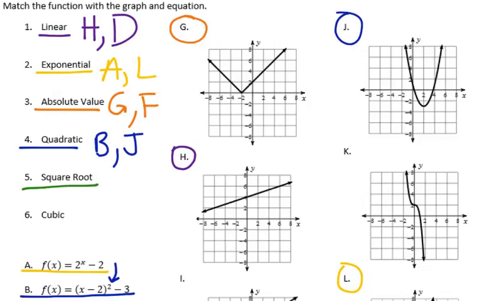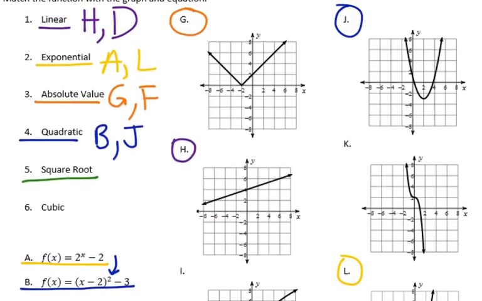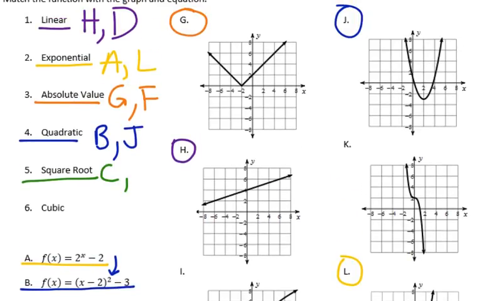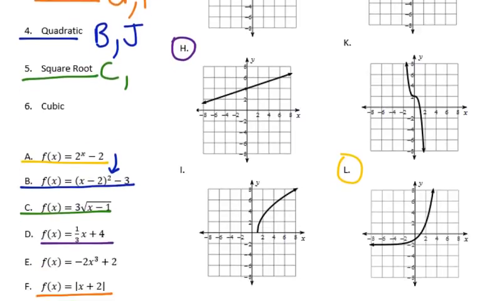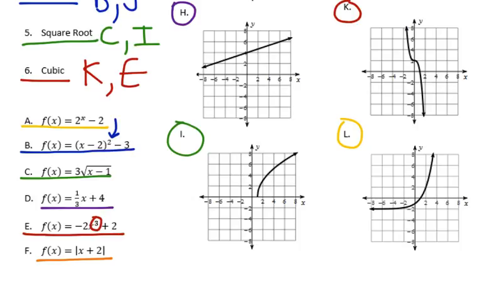Okay, square root, that one's the opposite of a quadratic, so the opposite of squaring is square rooting. So it'd be C, and its graph kind of looks like a sideways parabola with only half, which would be I. And finally, we've got the cubic. The cubic is the weird one with the jog in it, so it's K. By jog, I mean you're going and like, whoop, you jog it. And it's the cube, so it's E.